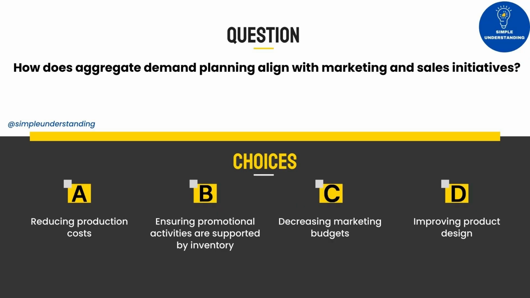5. How does aggregate demand planning align with marketing and sales initiatives? A. By reducing production costs. B. By ensuring promotional activities are supported by inventory.